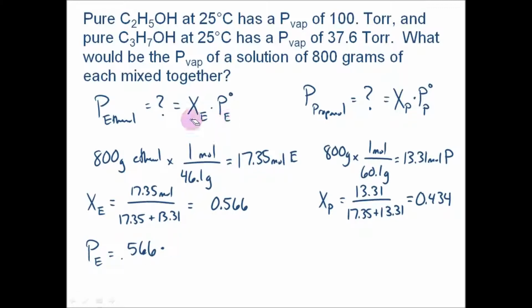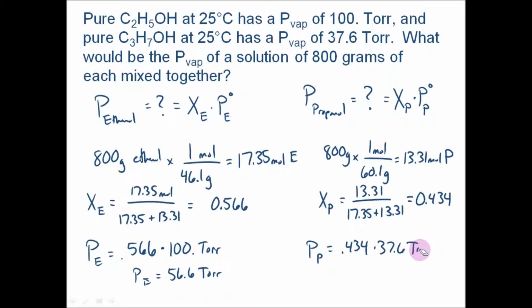We're plugging into this equation up here, the mole fraction of the ethanol times the pure ethanol. The pure ethanol was given to us in the problem as 100 torr. So 0.566 times 100 is 56.6. And for the propanol, we have the 0.434 mole fraction times its value when it was pure. The propanol pure is 37.6 torr. So the vapor pressure of the solution from the propanol ends up being 16.3.